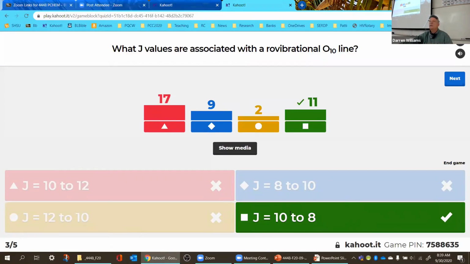The P would be delta J minus 1. Q would be delta J equals 0. R would be delta J plus 1, so it would go 10 to 11. And then S would be delta J plus 2, so it would go from 10 to 12.